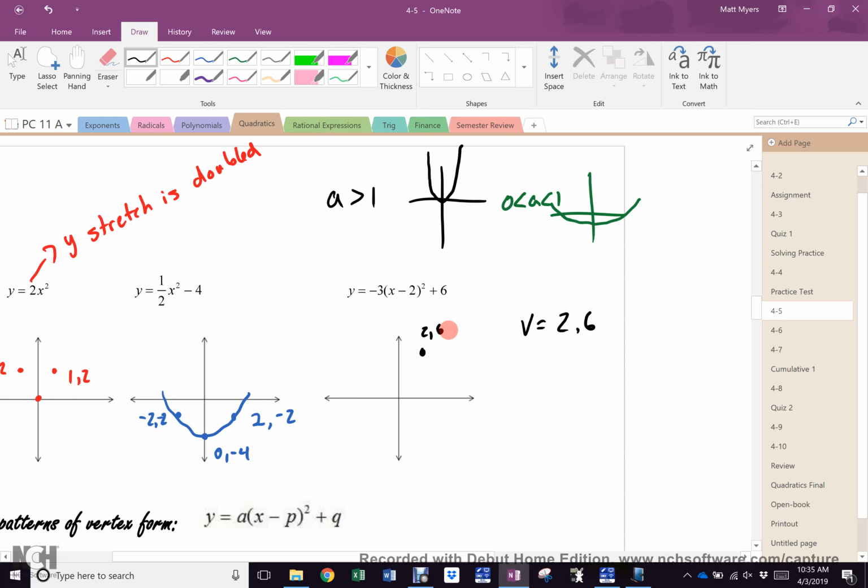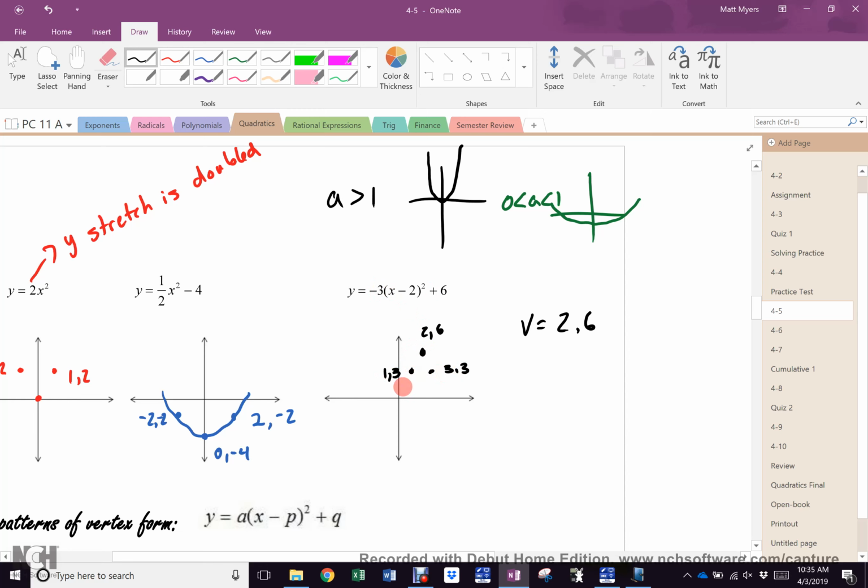So, what is my first point? 1, 3. Because it should have been 1, 5, but it's been stretched by 3. So what's my second point? 3, 3.